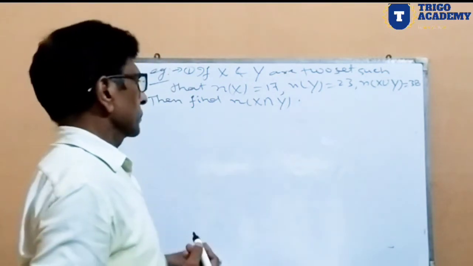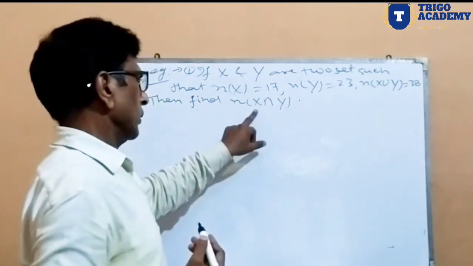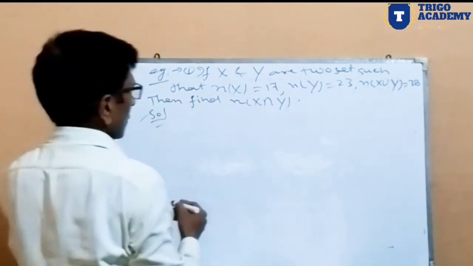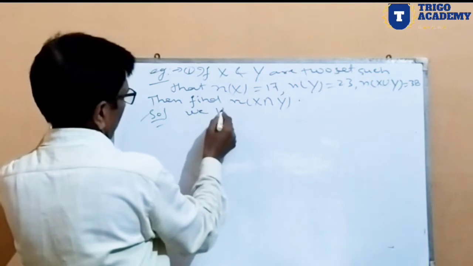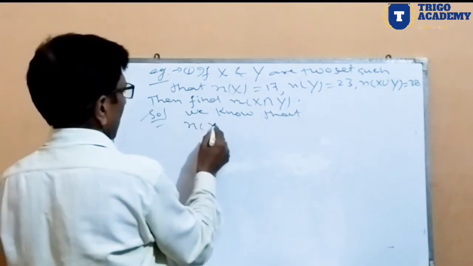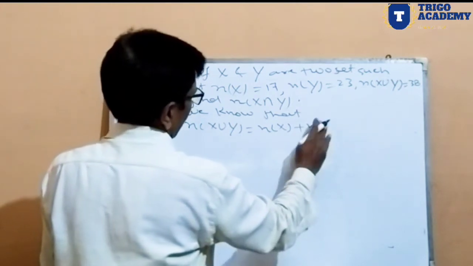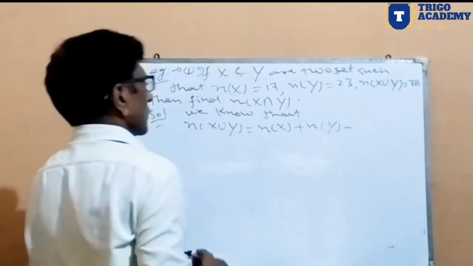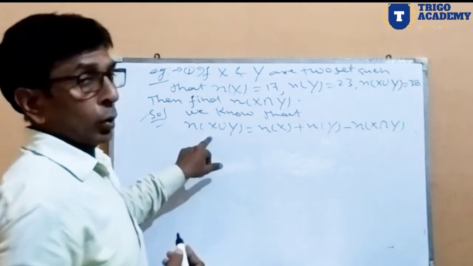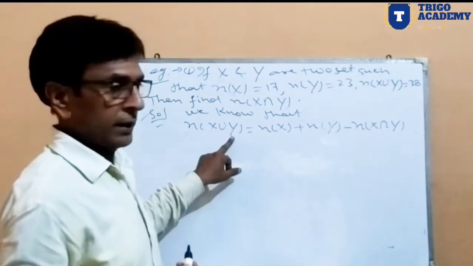So by using the formula which we have taught just now, we find the value of n of X intersection Y. The solution: we know that n of X union Y is equal to n X plus n Y minus n of X intersection Y. Here we consider capital X in place of capital A and capital Y in place of B.